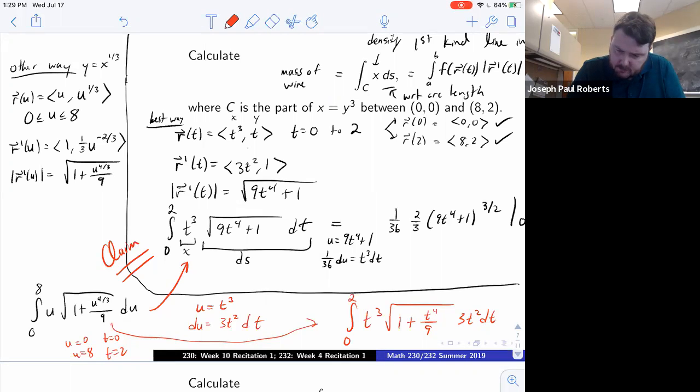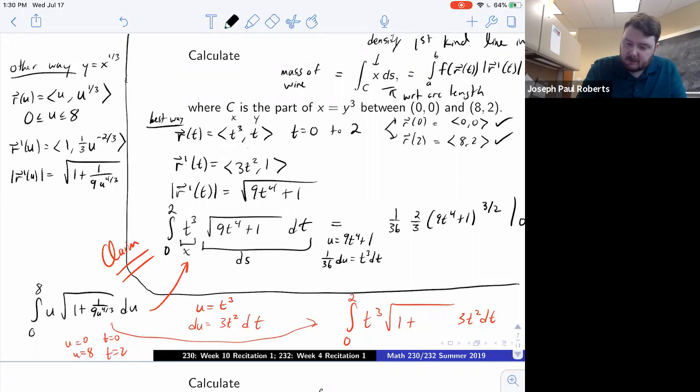This was u to the minus 2/3 in our r prime. So when I square that, I could do it like this. This is going to be 1 over 9 u to the 4/3, because the negative exponent on u gives me that, which means that this is 1 over 9 u to the 4/3, which now I make the substitution.